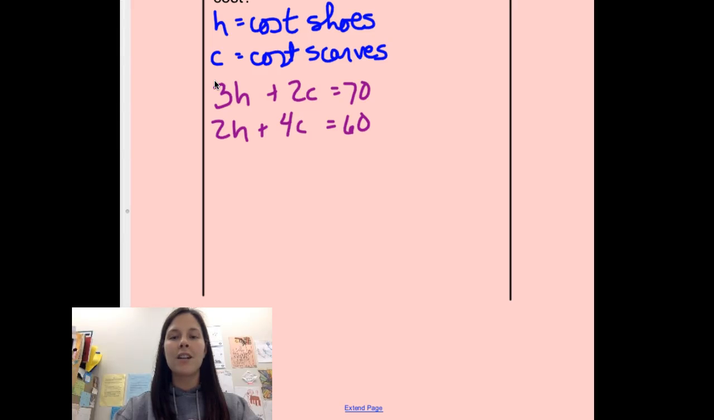But looking at the scarves, 2 does go into 4. If I multiply this top equation by negative 2, I will get the 2 times negative 2 to cancel out with the 4 in the second equation. Distributing that negative 2 to everything in the first equation, including that 70. I'm going to leave the second equation alone.